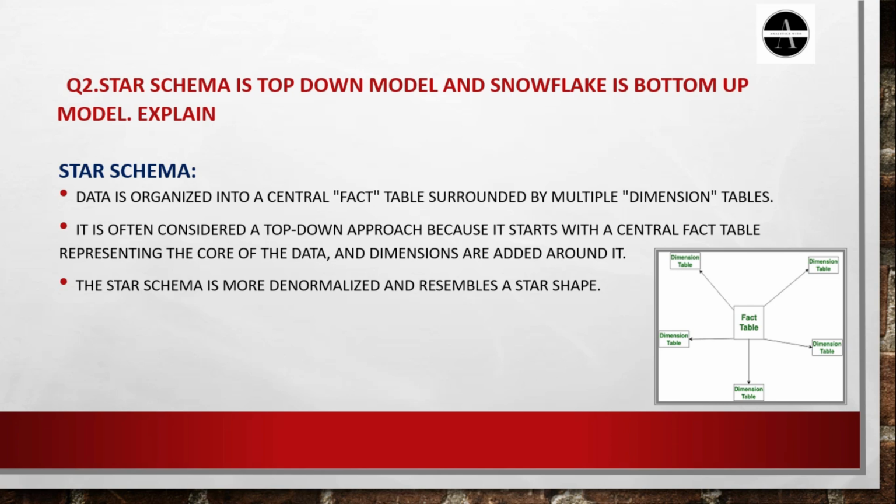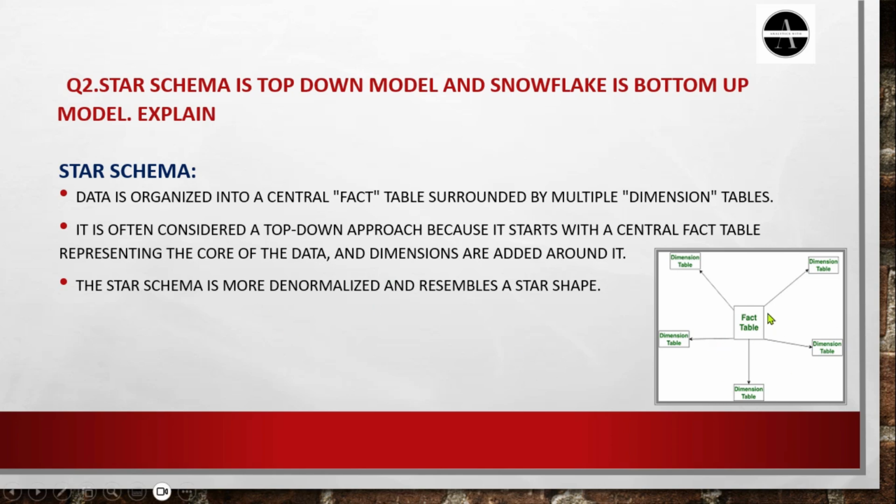In star schema, data is organized into a central fact table surrounded by multiple dimension tables. The fact table contains quantitative data such as sales figures or quantity and typically has foreign keys that link to various dimension tables. Dimension tables contain descriptive attributes related to the data in the fact table, such as product names, customer details or geography. It is often considered a top-down approach because it starts with a central fact table.